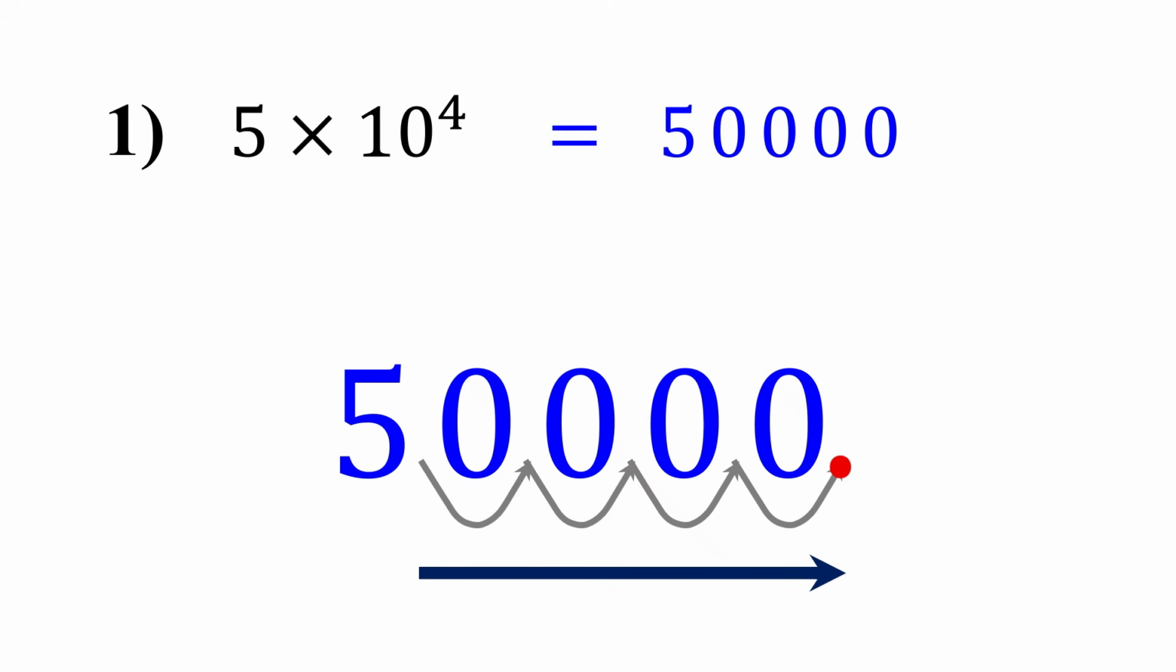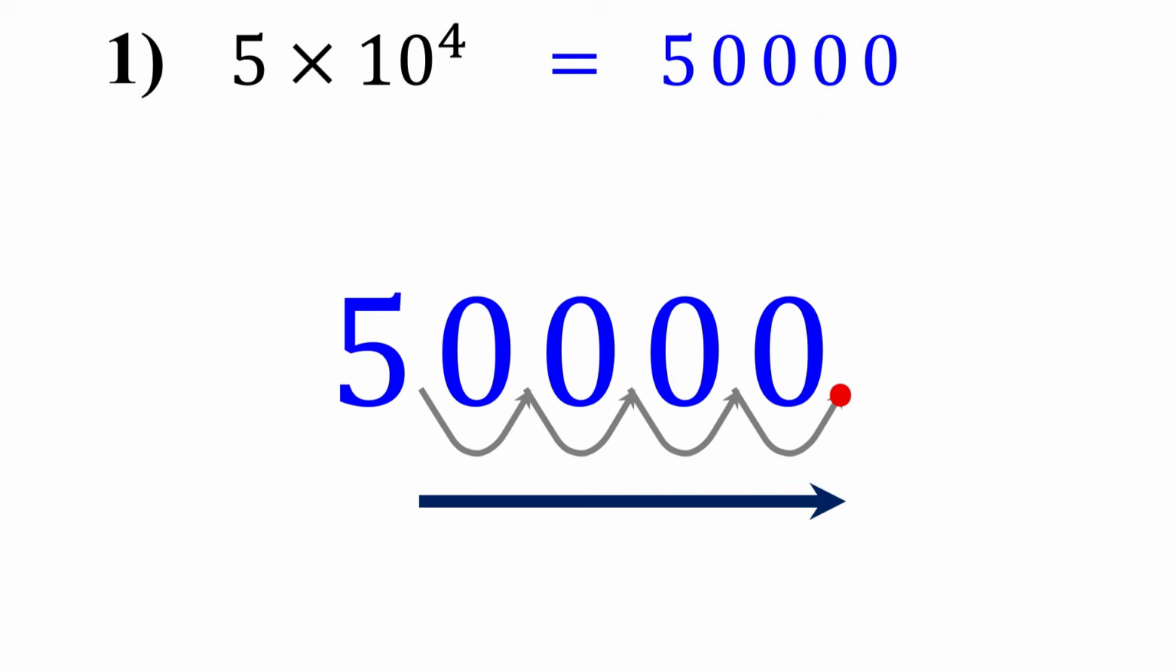So 5 times 10 to the 4th power in standard form is 50,000. Notice, in the final answer, we don't write the decimal point at the end for whole numbers. Easy, right? Great, let's try another one.